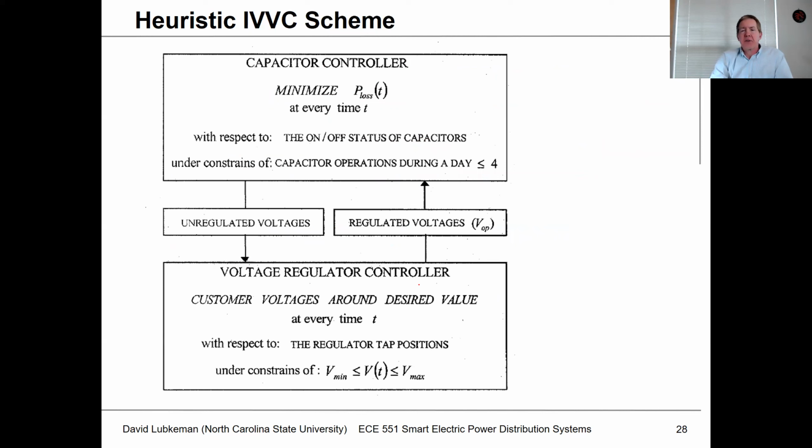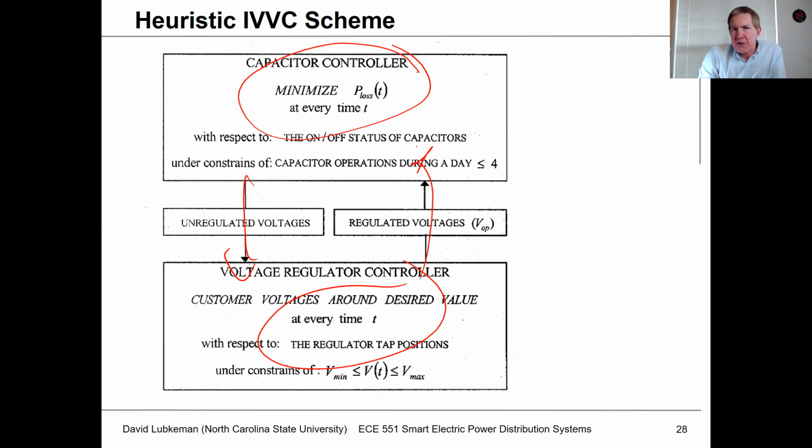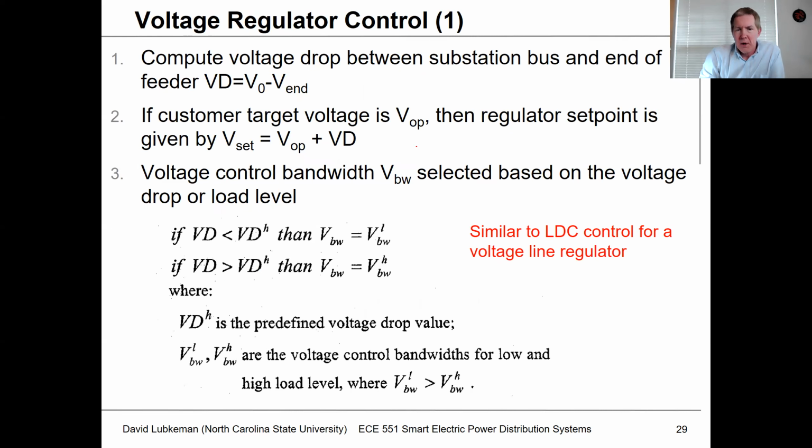So this shows that we basically have dual subproblems we're trying to solve here, where we focus on the use of the capacitors for minimizing losses and the regulators for the voltage. And if necessary, we're going to couple these two together. Just a few notes about the voltage regulator control in this particular paper. Note that they're computing a voltage drop between the substation bus and the bottom of the feeder. This is similar to what you would do with line drop compensation that we talked about earlier this semester.